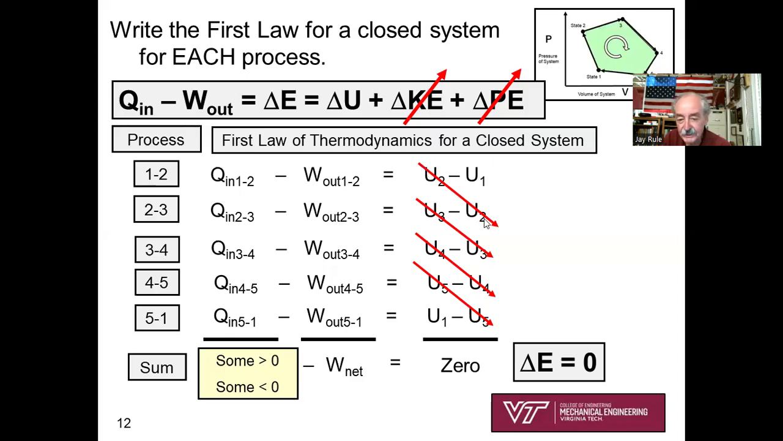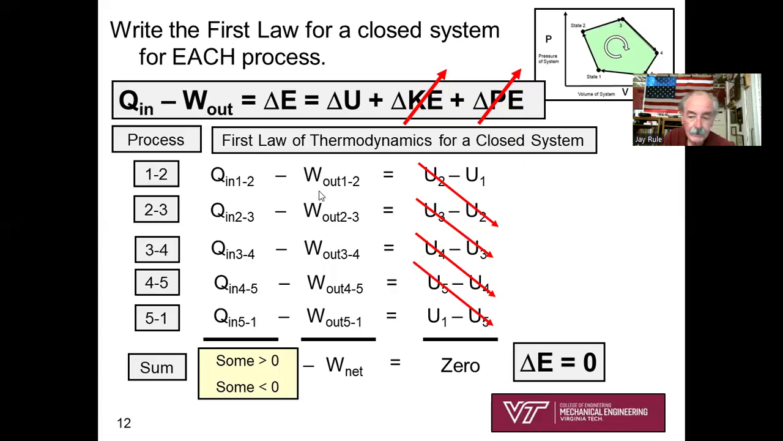Do you see how these U2s are canceling? U3s are canceling. U4s are canceling. U5s are canceling. And look at the U1, I've got a plus here and a minus up there. Those are canceling too. And so sure enough, we get the result that we knew we were going to get all along: delta U, or in other words, for our example, delta E is 0 for the cycle. We're going to cycle.